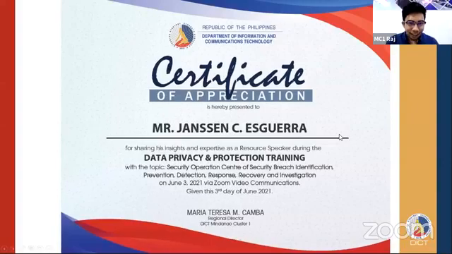Next, certificate of appreciation is hereby presented to Mr. Johnson C. S. Guerra for sharing his insights and expertise as a resource speaker during the Data Privacy and Protection Training with the topic Security Operations Center of Security Breach Identification, Prevention, Detection, Response, and Recovery and Investigation on June 3, 2021 via Zoom video communication, given this third day of June 2021, signed by our Regional Director, Maria Teresa M. Camba. Thank you so much, Sir Johnson.